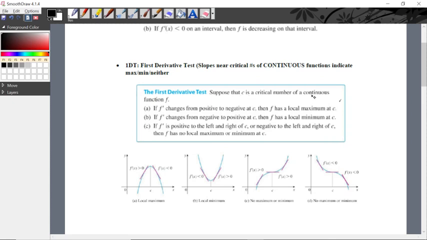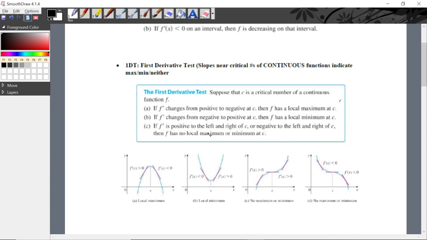Suppose that c is a critical number of a continuous function f. Then, if f prime changes from positive to negative, that would be from increasing to decreasing, then you must have a maximum at c, a local maximum. Well, if f prime changes from negative to positive in subintervals around c, then you must have a local minimum.